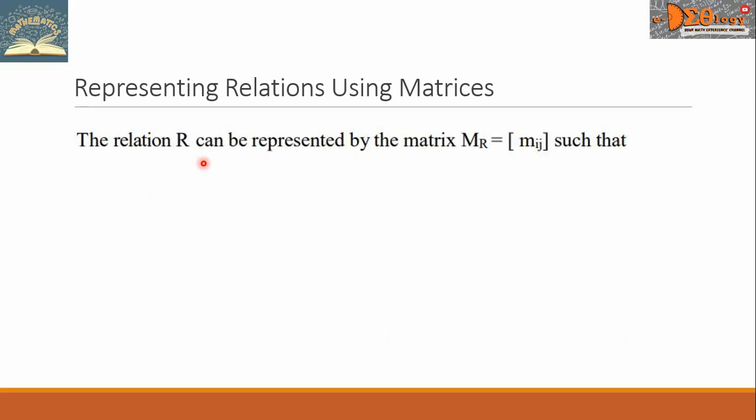The relation R can be represented by the matrix M sub R with elements m sub ij, such that m sub ij equals 1 if the ordered pair a sub i, b sub j is an element of the relation R, or the value is 0 if the ordered pair a sub i, b sub j is not an element of R.